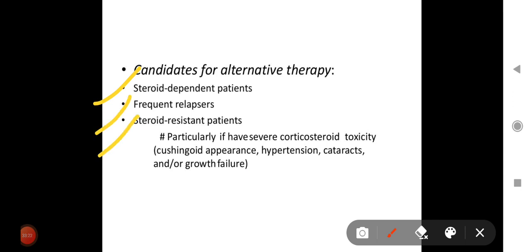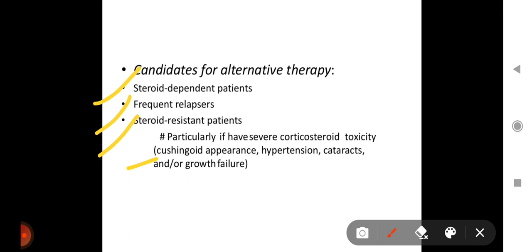Now, the normal patient, if responding to steroid therapy, and we have to give only 6 weeks and 6 weeks during the initial episode, and their relapses are not frequent, the patient is not steroid dependent, then there is no requirement of alternative therapy. But if these 3 features are there, then we have to think of alternative therapy, as prolonged corticosteroid therapy has many side effects.